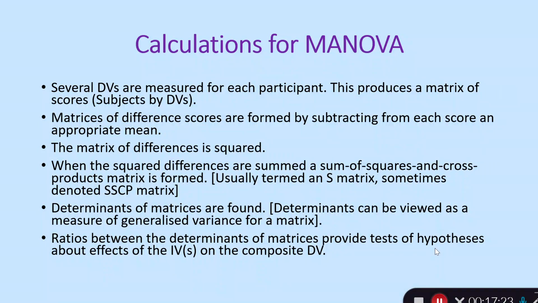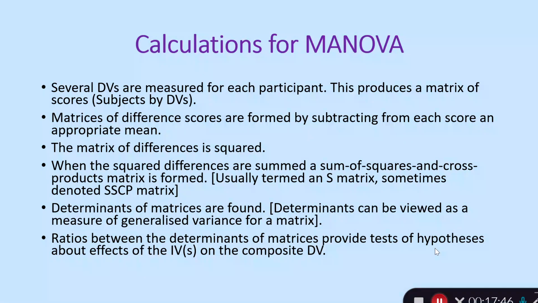In this case, we're doing a similar thing, and that gives us something that we call the determinant of the matrix. And then the ratios between the determinants of matrices provide tests of hypotheses about the effects of the IV on the composite DV.